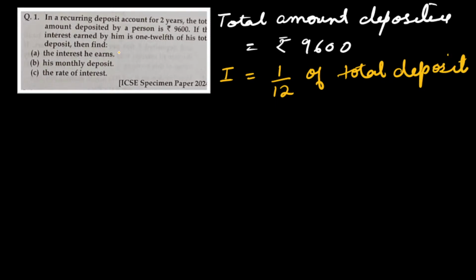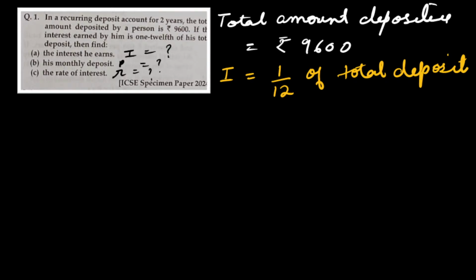So what do we have to find? The interest he earns, that means I. We have to find his monthly deposit, that means P. And we have to find R, the rate of interest. So these are the things we have to find. Now how should we start our question? With which formula can we start?